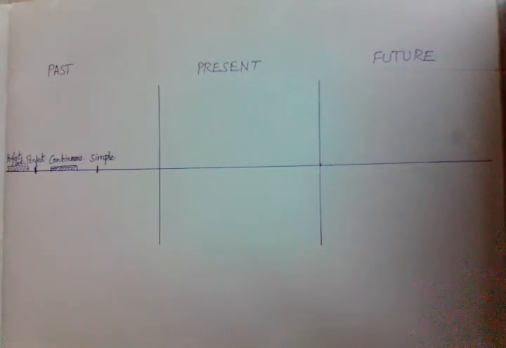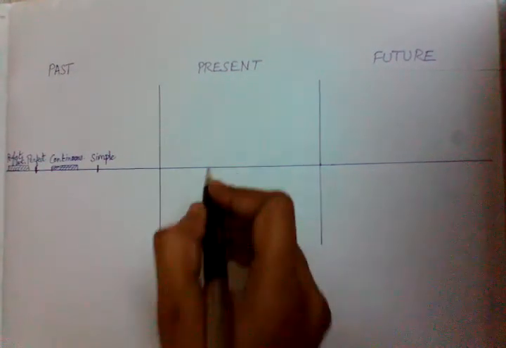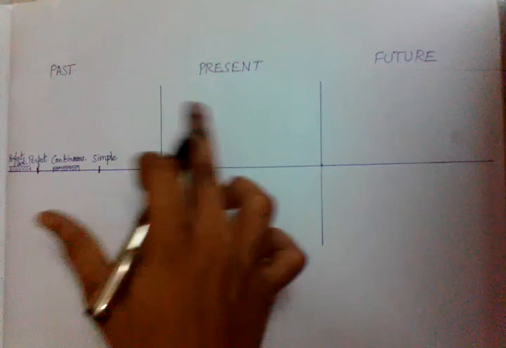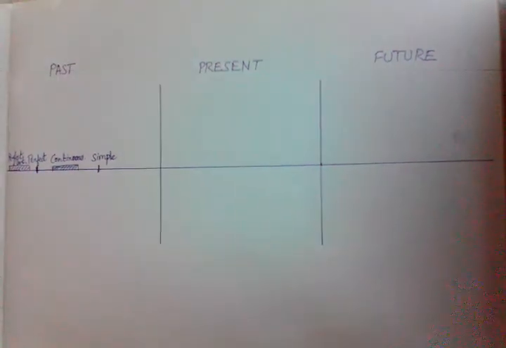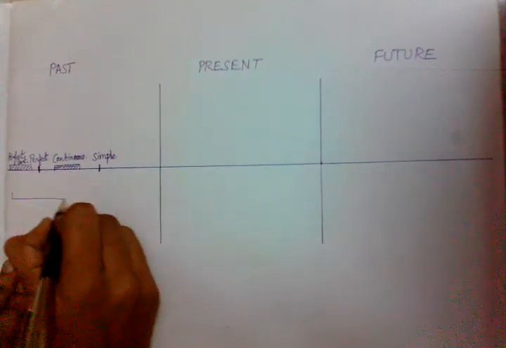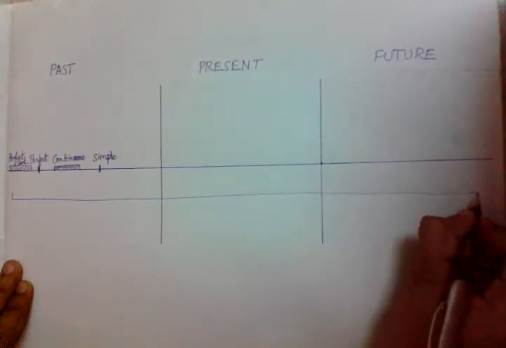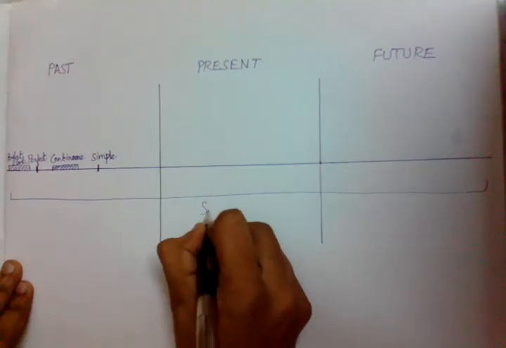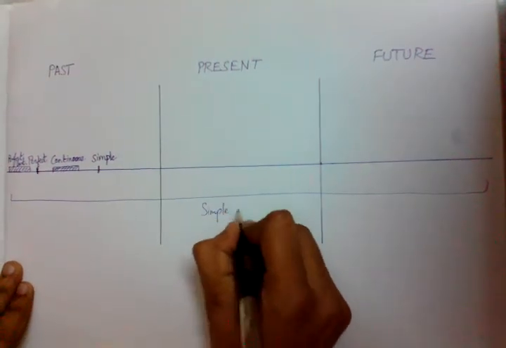So as I said, you can't put this on the timeline because it doesn't fall under any of these three tenses. You just call it the present simple or simple present. So what I'm going to do is, I'm going to mark this whole timeline like this and call it simple present.